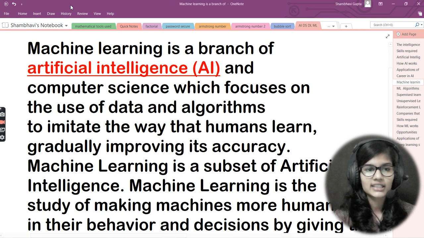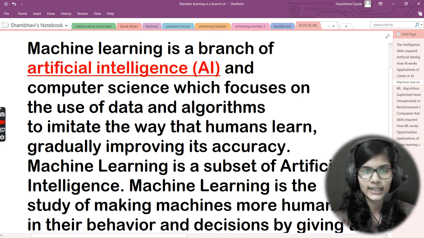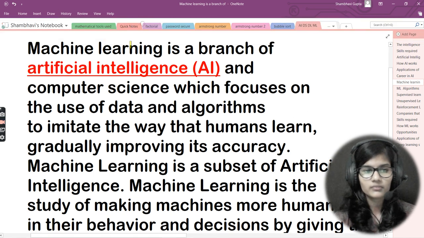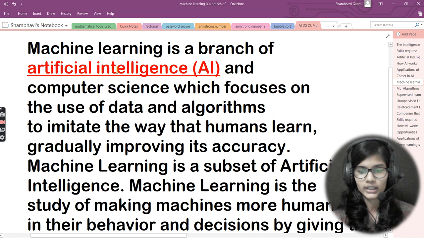So first of all, I'll be discussing machine learning, and finding out what it is. Machine learning is a branch of AI and computer science which focuses on the use of data and algorithms to imitate the way that humans learn, gradually improving its accuracy. Fine. In AI, what was the definition for AI? We had seen that it is an intelligence in which machines are trained in such a way that they can think like humans, they can perform actions like humans.